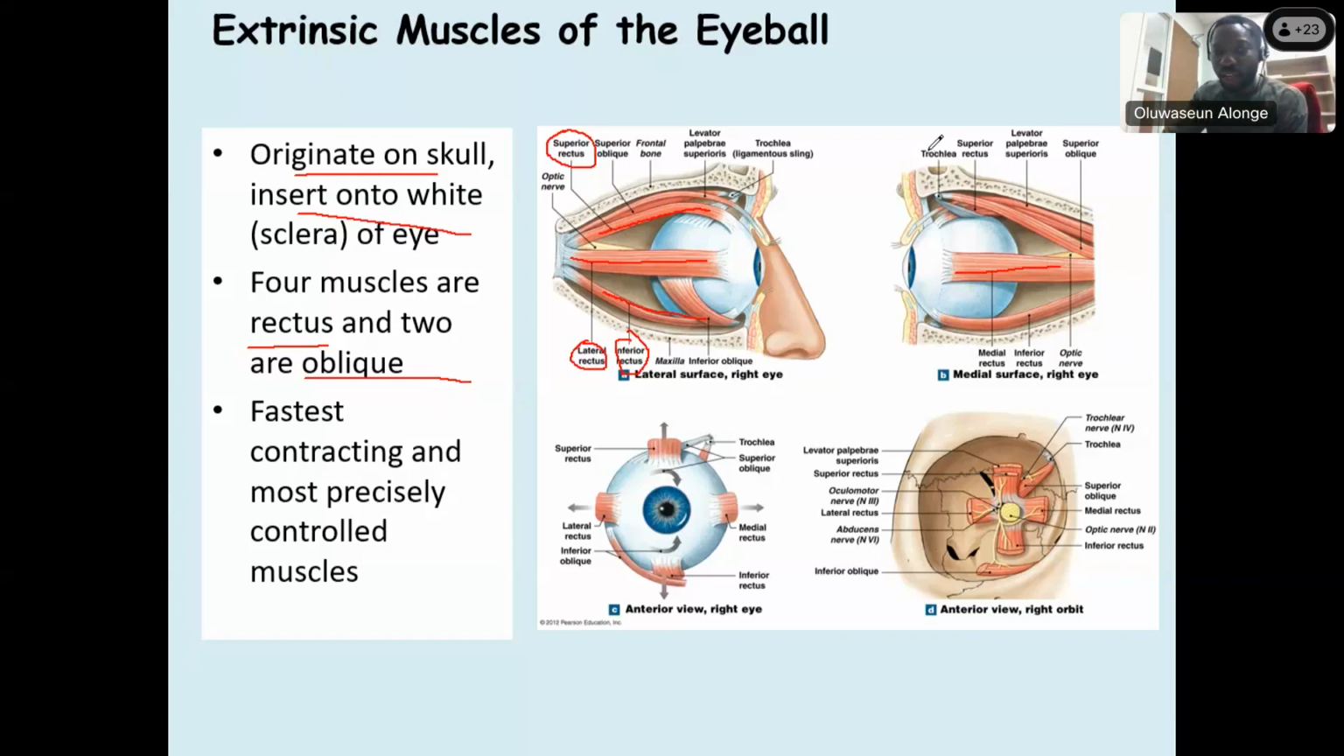Now, the other ones are the obliques. So the oblique muscles, we have two of them. We have the superior oblique, which is the muscle here, and we have the inferior oblique there. If you see the inferior oblique, this tells you clearly that it is not parallel. This is not rectus. It is at an angle. And this one as well, that goes this way, is also at an angle, the superior oblique. So those are ways to know. I need you to know the muscles that are responsible for these actions. They are the fastest contracting and most precisely controlled muscles.